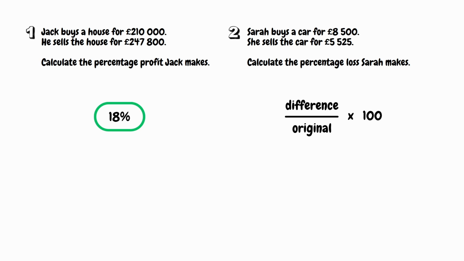So again, to find the difference, we need to take the smaller number away from the larger number. So we do 8,500 take away 5,525. But then we have to divide that by the original value. So the original amount that Sarah bought the car for was £8,500. So when we put these numbers into our calculator, we've done the difference over the original, and then when we times that by 100, that gives us 35. So this would be the percentage loss that Sarah has made on her car. And that would be our final answer for question 2.